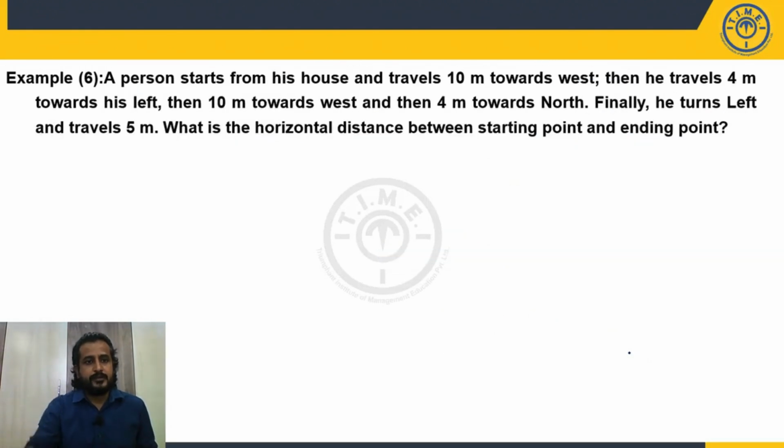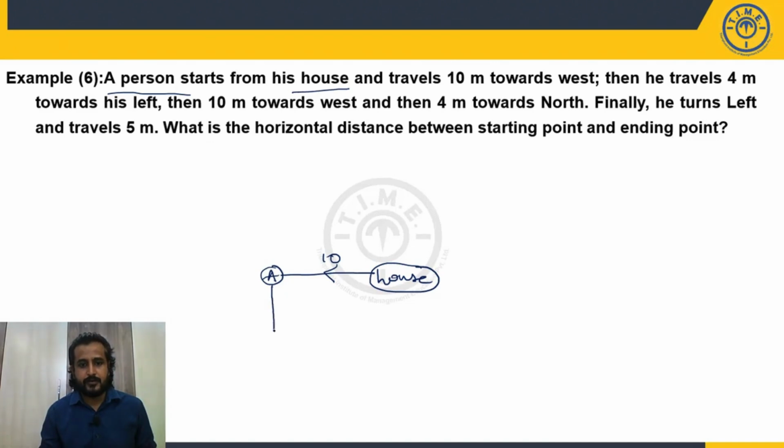Fine. Now move to question number 6. Example: a person starts from his house. Again house. So no need to read the entire information. Directly you can take the base and you can start drawing the path. A person starts from his house and travels 10 meters towards west. On a paper, west will be left hand side. Let's say it is the point A. Then he travels 4 meters to his left. Left will be towards down.